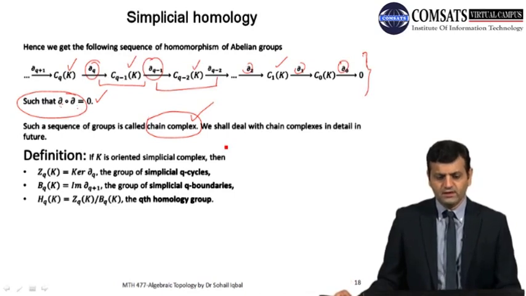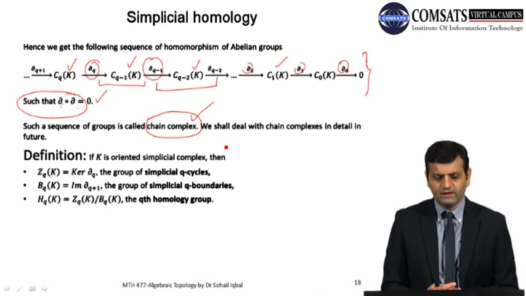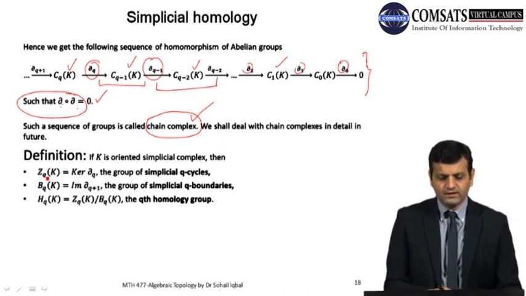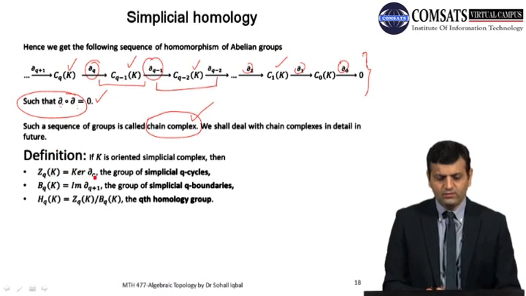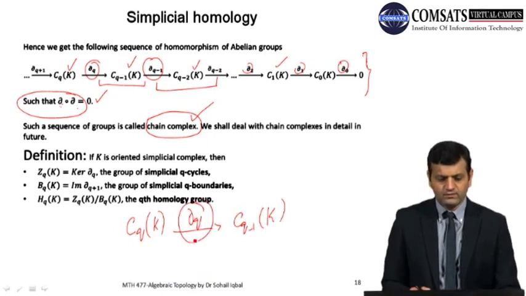So with the help of chain complex, we have arrived at our final destination of today's lecture. Now we can define the homology group. So how to define the homology group? Given any oriented simplicial complex, we can define Z_q(K) to be the kernel of partial q, from C_q(K) to C_{q-1}(K), and this is the boundary map. The kernel of this is basically the simplicial q-cycles, so we denote it by Z_q.